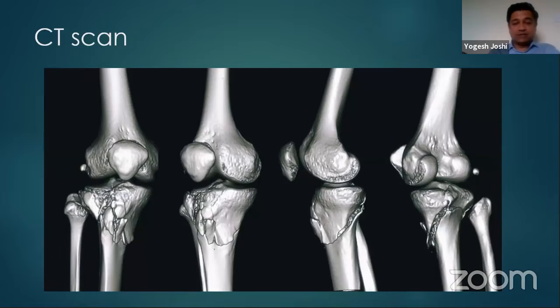A CT scan nowadays is an essential investigation in tibial plateau fractures, and this will give you more information as to the geometry of the fracture and how you're going to approach the fracture and how you're going to treat it. The 3D reconstructions are quite helpful in determining what kind of geometry it is, especially to look for the apex of the fracture, so that you can put something to buttress the fracture just where the apex of the fracture ends.